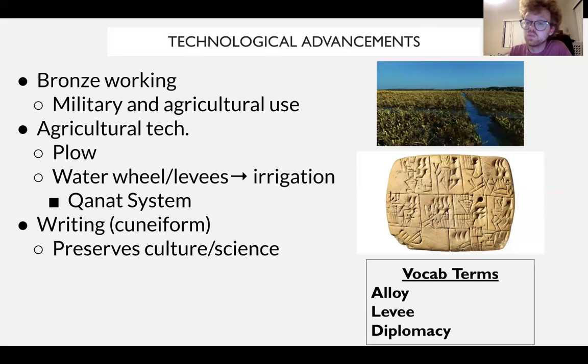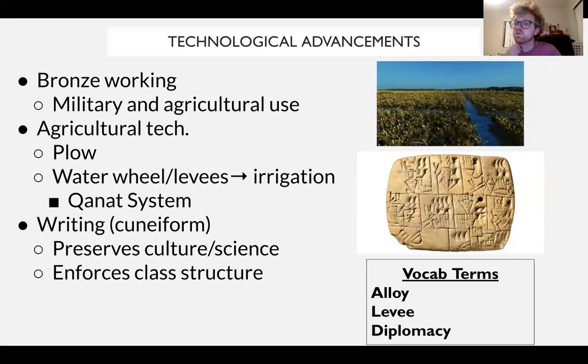For one thing, it preserves culture. We're able to produce literature like the Epic of Gilgamesh, but we're also able to pass down scientific knowledge so as to advance scientific knowledge. We know what works. What can we do to expand on that? Writing, unfortunately, has the impact as well of reinforcing class structure, and we see that largely as a result of how education is so limited to the upper classes.